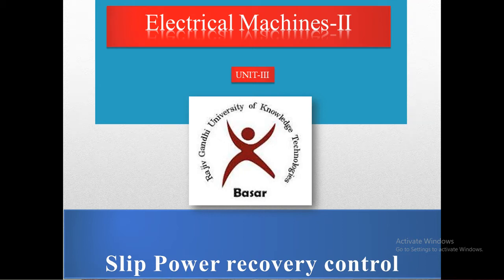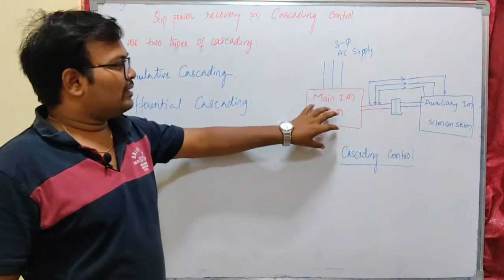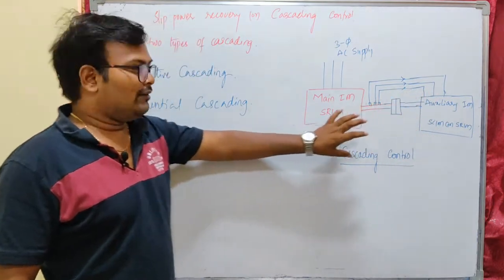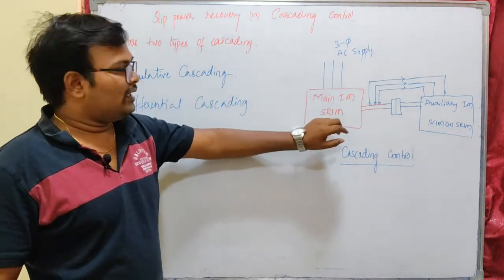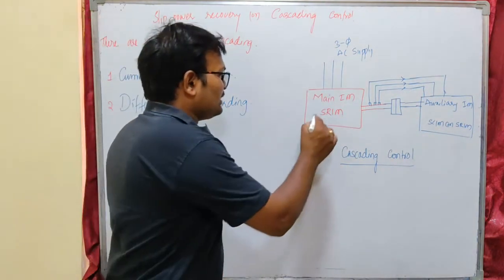So let us see the last speed control method, that is slip power recovery method, or it can also be called cascading control or concatenating control. Now here we will be having two types of motors. One is the main induction motor, another is the auxiliary induction motor, and we are going to supply the main induction motor, and that should be a slip ring induction motor.